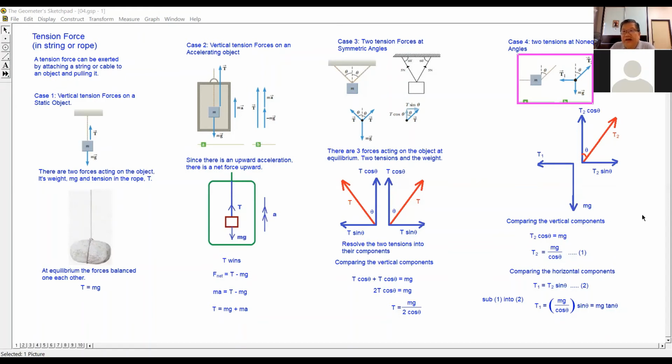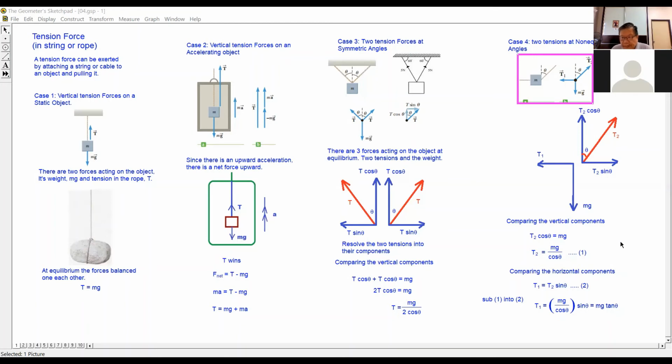Our aim is to find the tension in the string, T1 and T2. So you have to make T1 and T2 the subject of the formula. I want to find T2, so I have to bring the cos theta over to the other side. So T2 equals mg over cos theta. If you replace the mg and the cos theta with numbers, you can find the tension in the string T2.